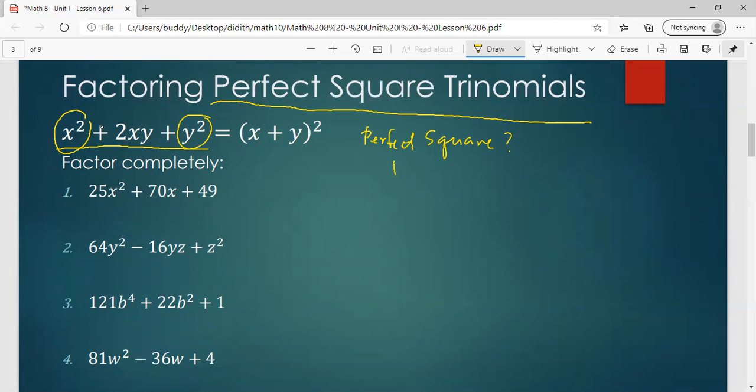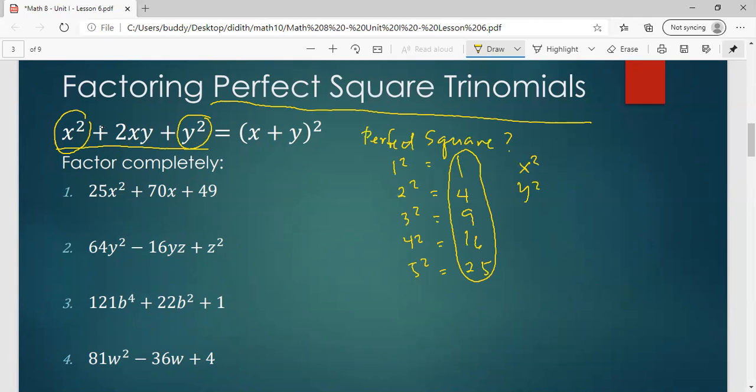So expressions like 1 squared, 2 squared, 3 squared, 4 squared, 5 squared are perfect squares. So this is 1, 4, 9, 16, 25. So the right side of the equations are perfect square expressions. With algebraic expressions, these are perfect square expressions: x squared, y squared, b to the fourth, c to the 20th, d to the 100, e to the 10,000.